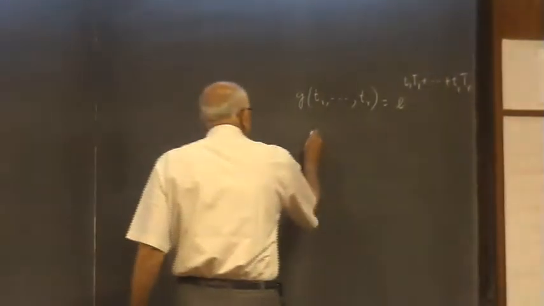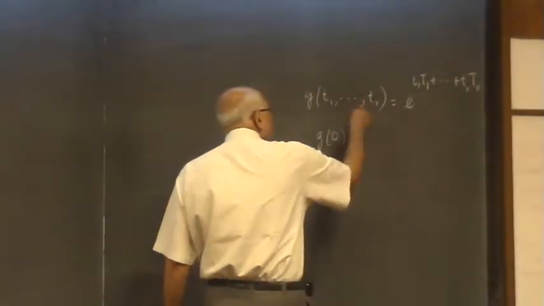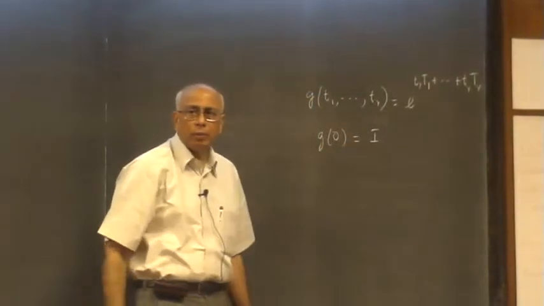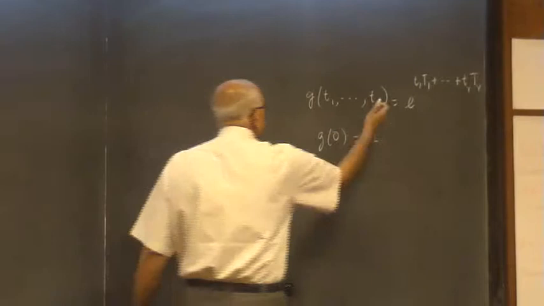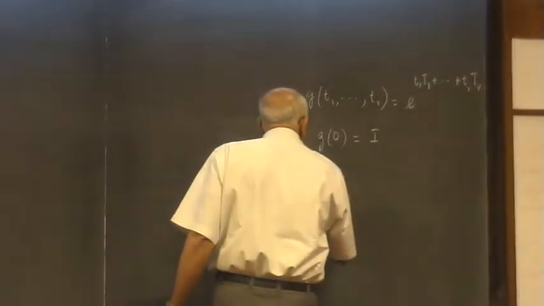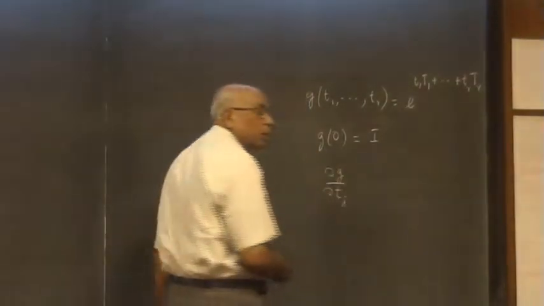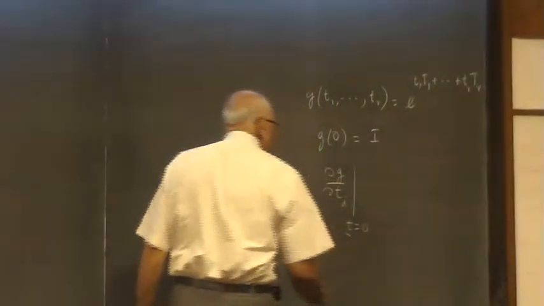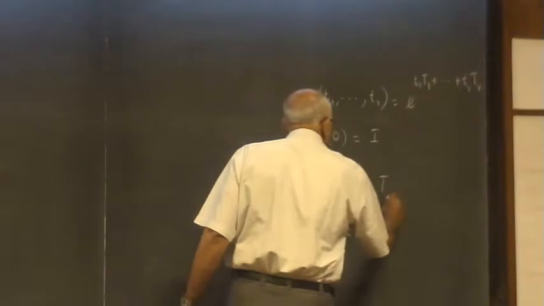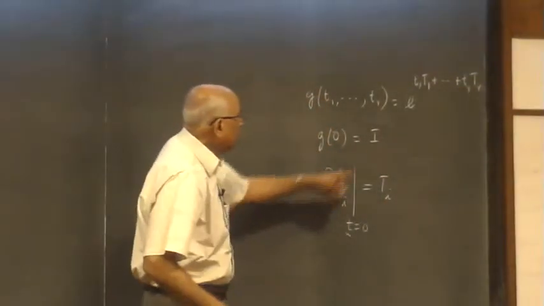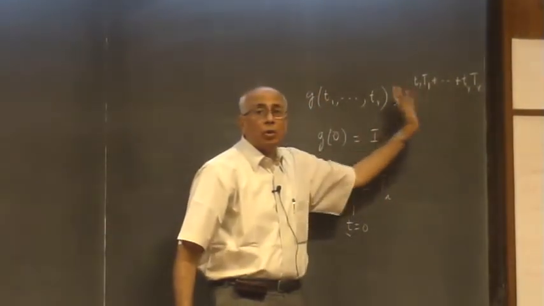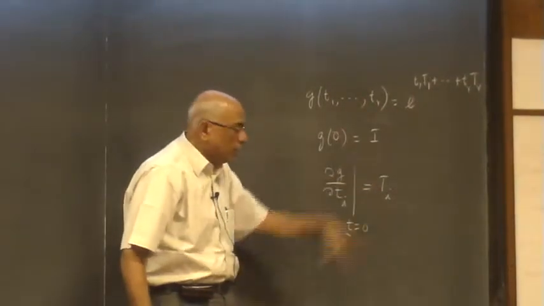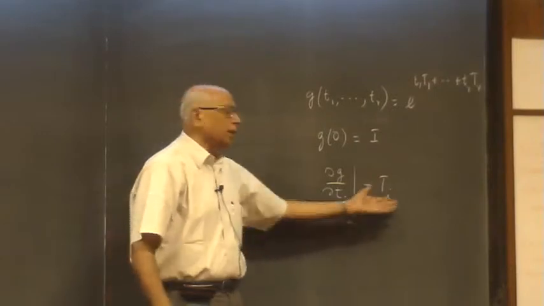It's clear that G of 0, by which I mean putting all the t's equal to 0, is in fact the identity element in this group here. Then it's not difficult to see that if I differentiate ∂G/∂ti, any one of these, and set all the t's equal to 0, this is equal to Ti. I differentiate that particular ti, whether these commute or not doesn't matter, that particular capital Ti comes down, and then I set all the little t's to 0, I get the generator.